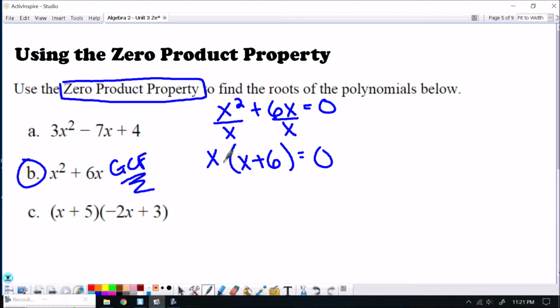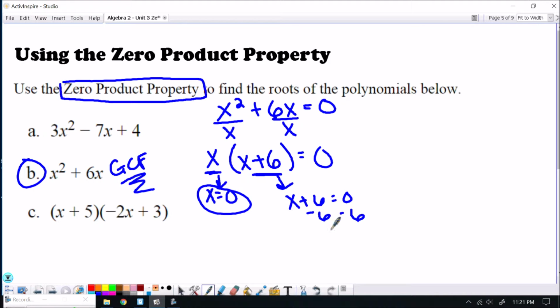So once again, now I have a factored form, and I can assume that each one of these parts is equal to 0. So I have x equals 0, which already gives me my answer. And then I have x plus 6 equals 0. And if I solve that, then x is equal to negative 6. So we have two answers of 0 and negative 6 for that one, for B.